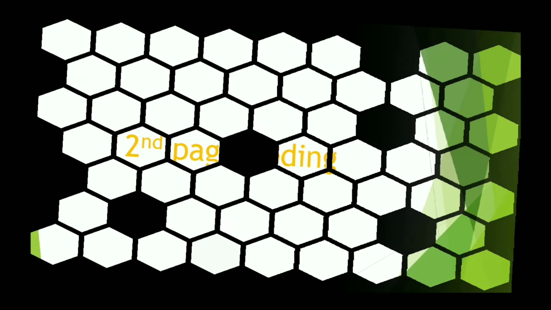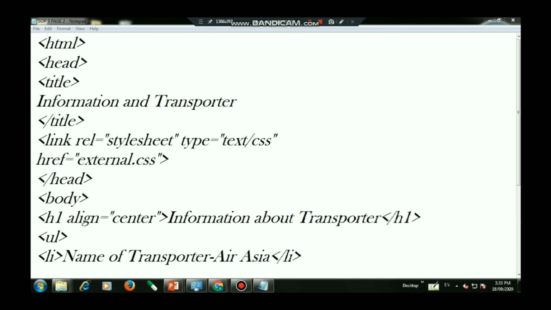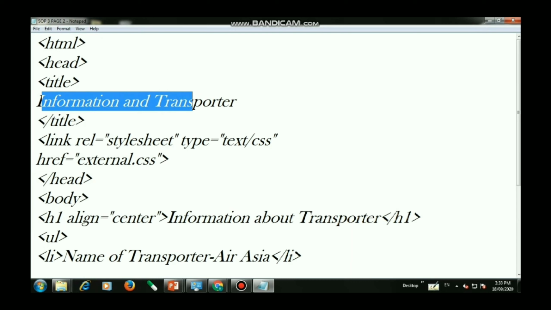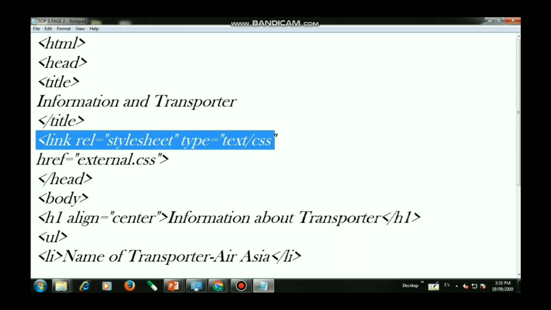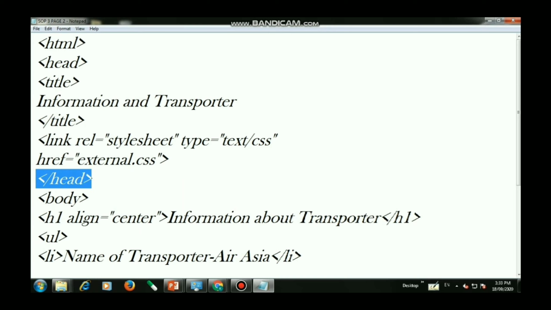Now let us start second page coding. And for second page coding, you have to go to Notepad and you have to start your coding with HTML head title, and here our title is information and transporter. After giving the title, close the title tag. On the next step, link rel equals to style sheet, type equals to text slash css, href equals to external.css, then close head tag and open the body tag.